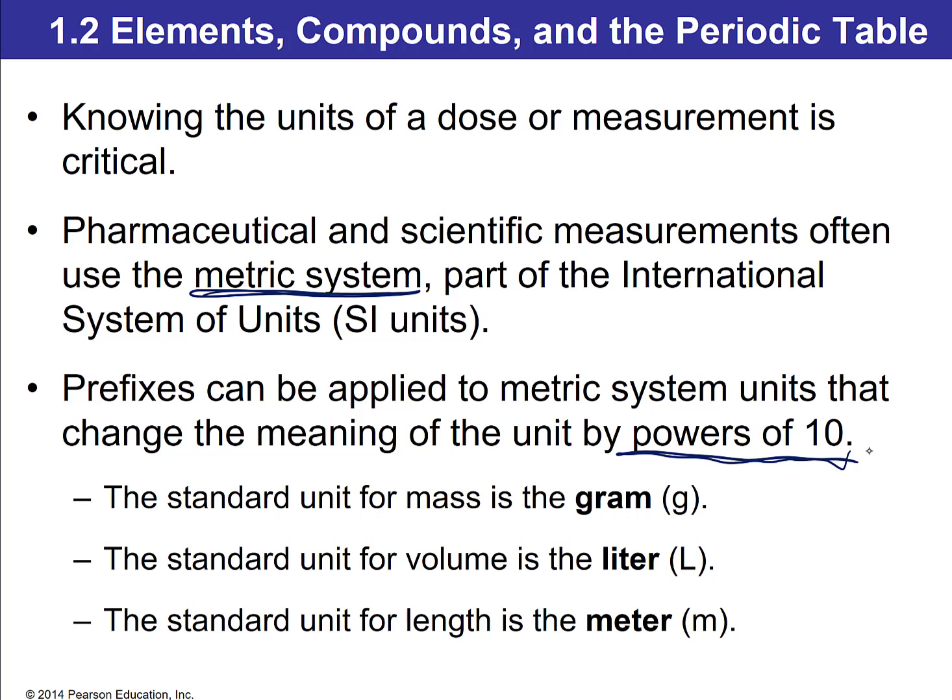So in metric, there is what's known as a base unit. A base unit is just a single abbreviation for the unit. When you're talking about mass, the base unit is grams. When you're talking about volume, the base unit is liters. When you're talking about length, the base unit is meters.